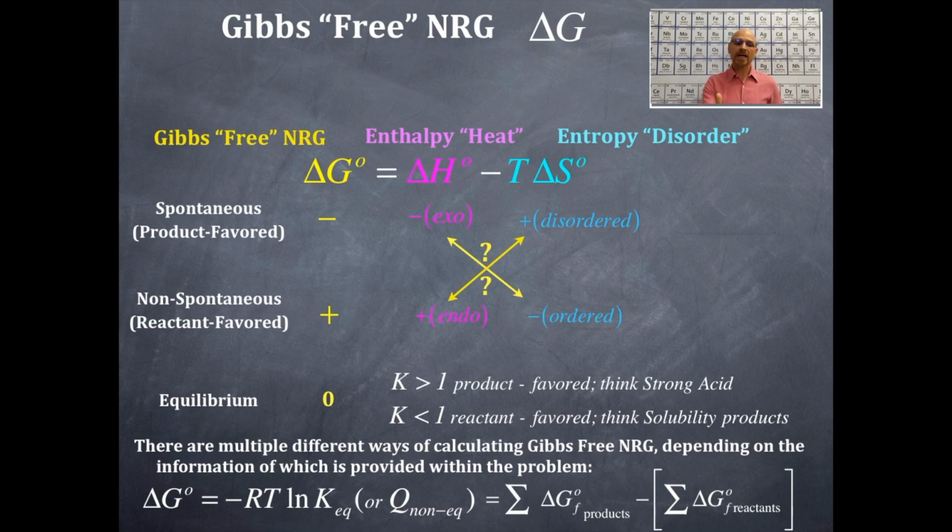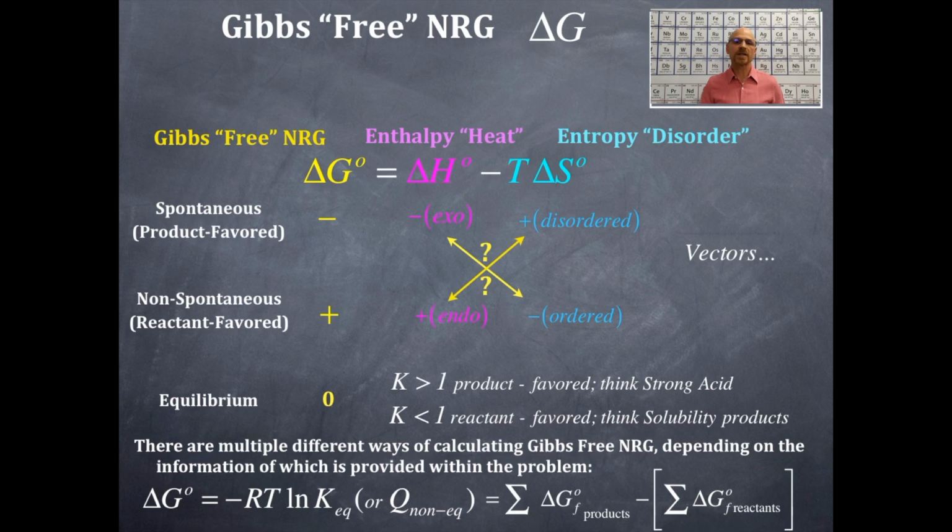However, if we go back to that equation and the spontaneous and non-spontaneous, we can figure out whether that reaction is going to be product favored and spontaneous, or reactant favored and non-spontaneous, based on the signs if we are given just the signs. Okay, we've got more, so don't go away.